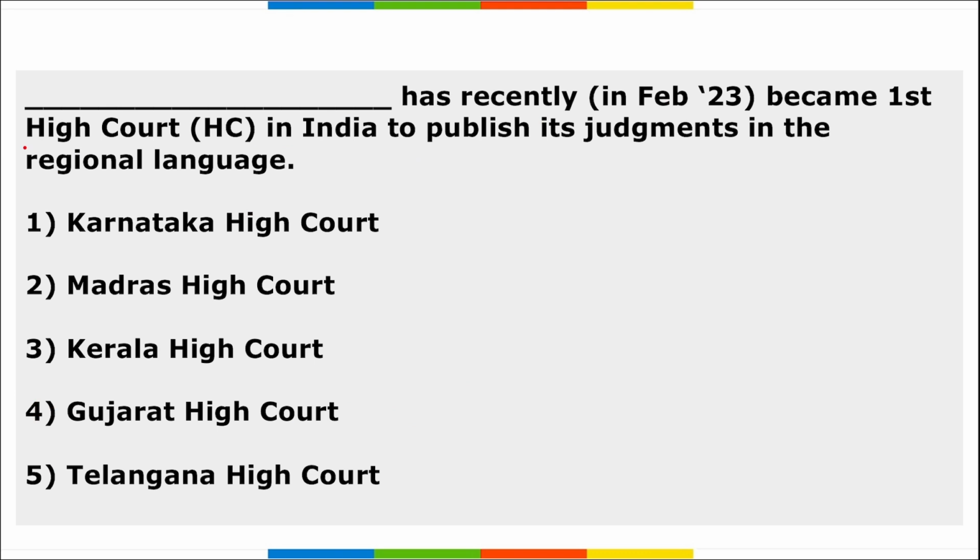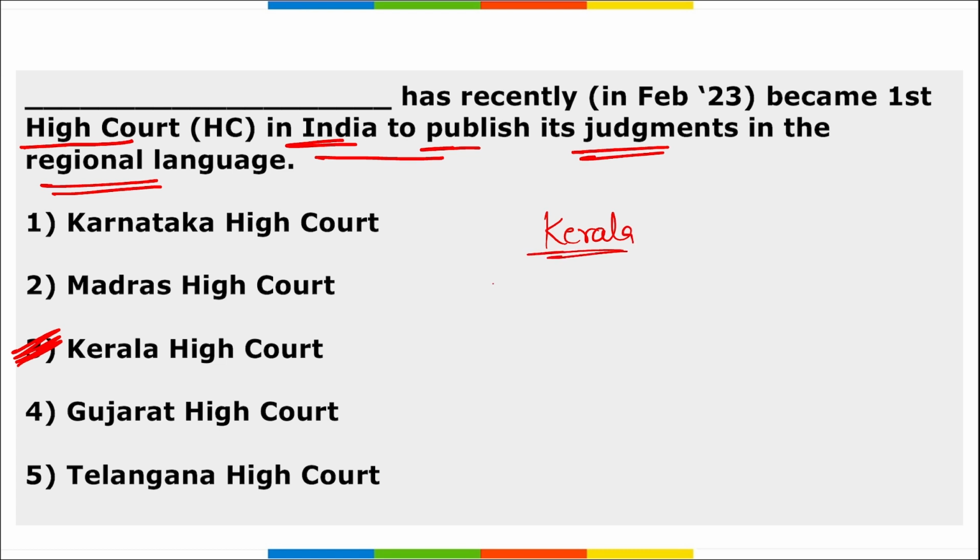Next, which High Court became the first High Court in India to publish its judgment in regional languages? It is the Kerala High Court. If we talk about Kerala, it became the first state to say it will shift 100% to renewable sources of energy, that is green energy, by 2040. Then they will become carbon neutral by 2050.